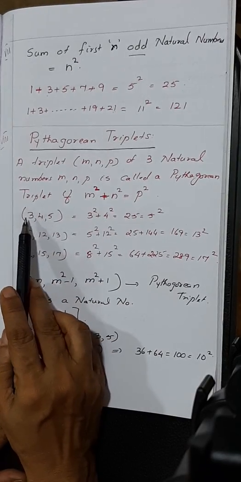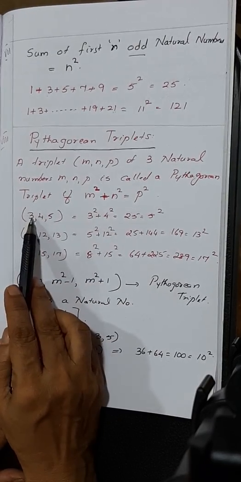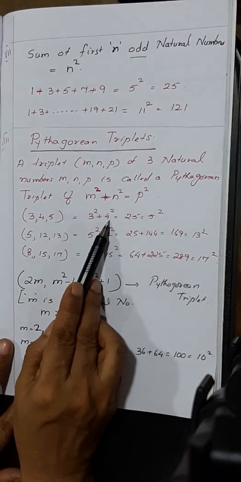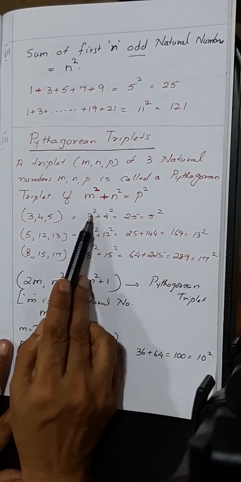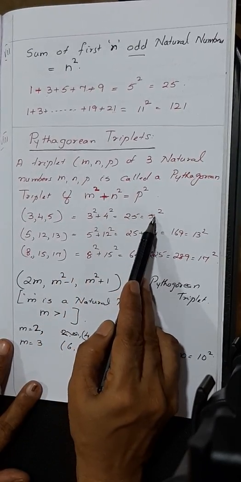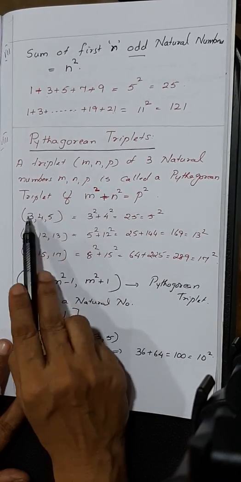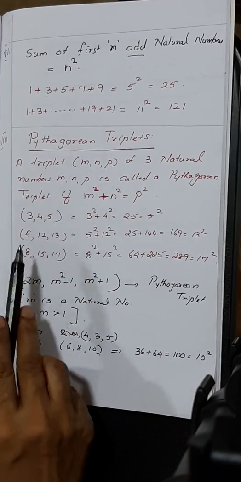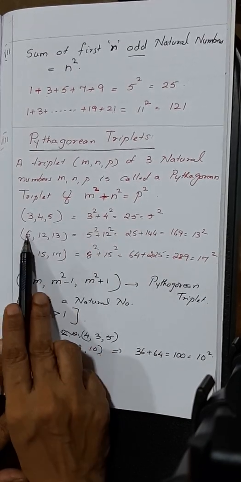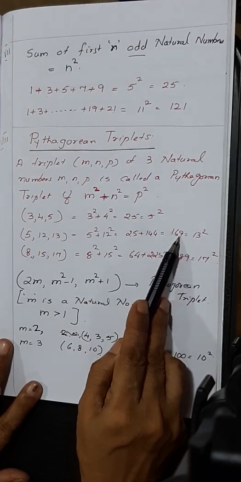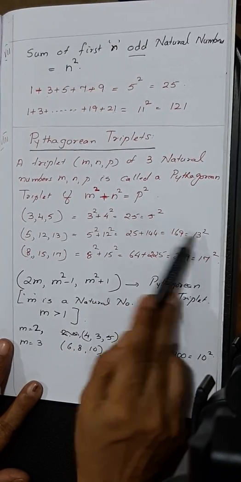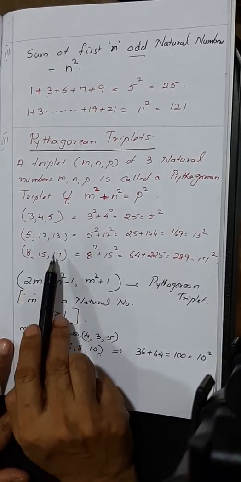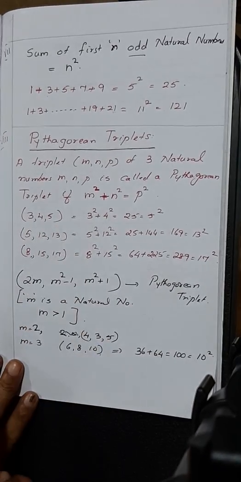See this example, 3, 4 and 5. Let us find the sum of the squares of the smaller 2 numbers. 3 squared plus 4 squared is 9 plus 16, which is 25, that is equal to 5 squared. So you are able to write 3 squared plus 4 squared equal to 5 squared. Similarly here, 5 squared plus 12 squared is equal to 169. You can write it as 13 squared. And similarly this set also. So these numbers form Pythagorean triplets.